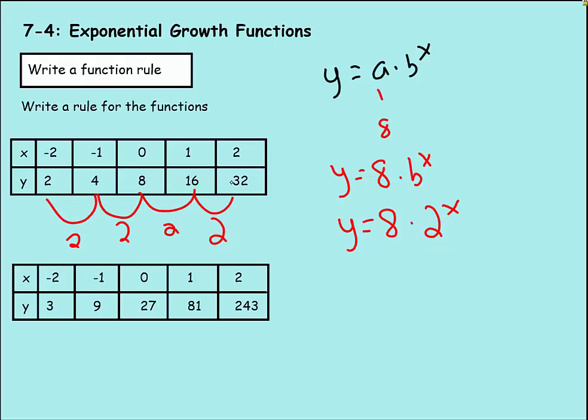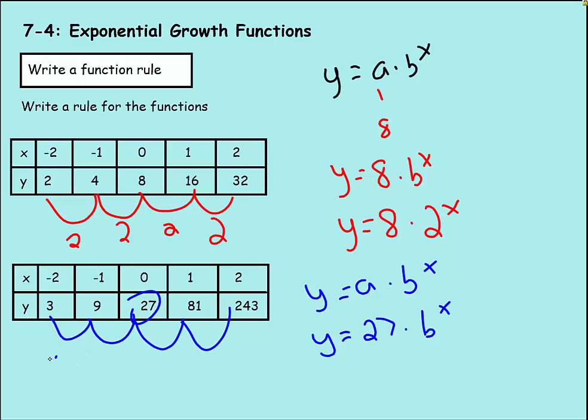Now let's try this one. We have our y equals a times b to the x. So when x is 0, b to the x is going to be 1. So what times 1 equals 27? Well, that's 27. So y equals 27 times b to the x. And this is going up by 3's, it looks like. We're multiplying times 3. So then b would be 3. So y equals 27 times 3 to the x.